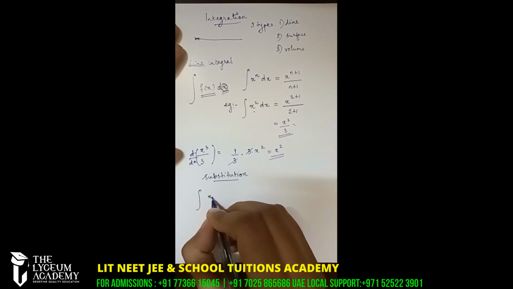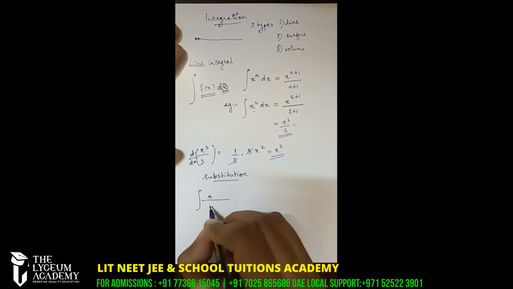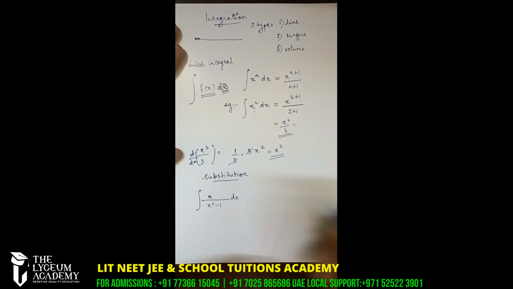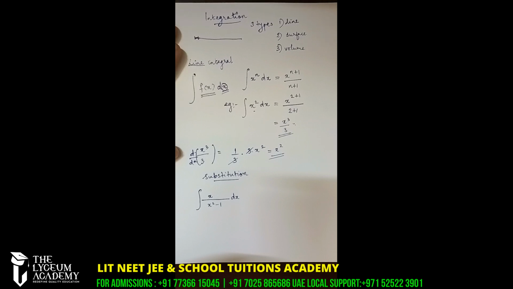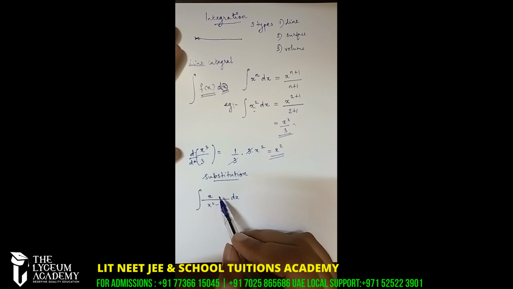If I have a function in the numerator which is like the differential of the denominator. When you just see here, x square minus 1 is in the denominator and x is in the numerator. When I differentiate x square, I will get x. So the differential of the denominator lies in the numerator. So we can do one thing.